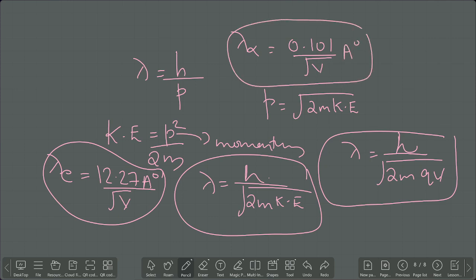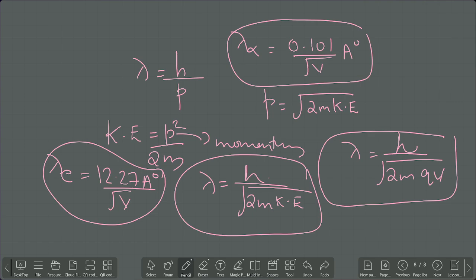Write down lambda for alpha particle. This was an MCQ in one of the question papers, learn it by heart. It is not in the material but it will come for exam. Write down this one. Lambda of alpha particle is what? 0.101 by root V Armstrong. Note down. In the material itself, somewhere you write it down.